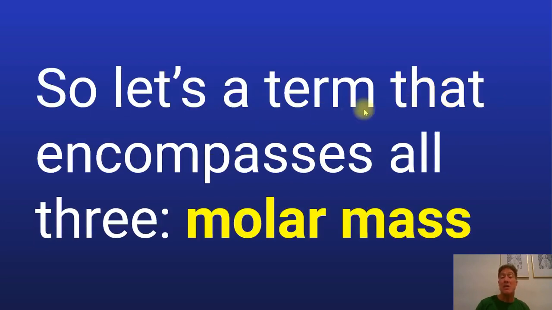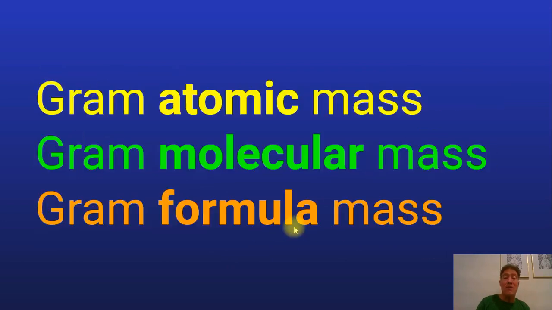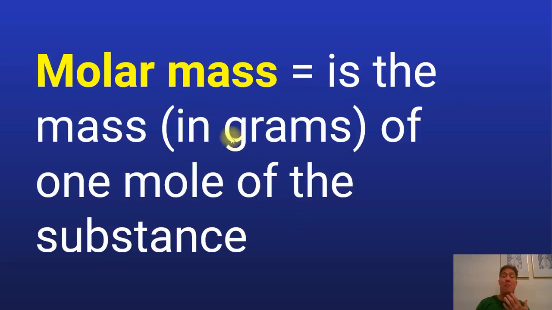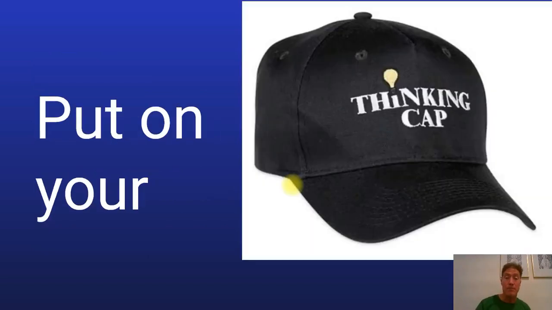So let's just use a term that encompasses all 3 of those previous terms, and that's going to be this term, molar mass. We're going to forget about gram atomic mass, gram molecular mass, and gram formula mass. We're just going to say molar mass, the mass of a mole of whatever representative unit we're talking about. So the molar mass is the mass in grams of 1 mole of whatever substance we're talking about, whether it's individual atoms, molecules, or formula units.